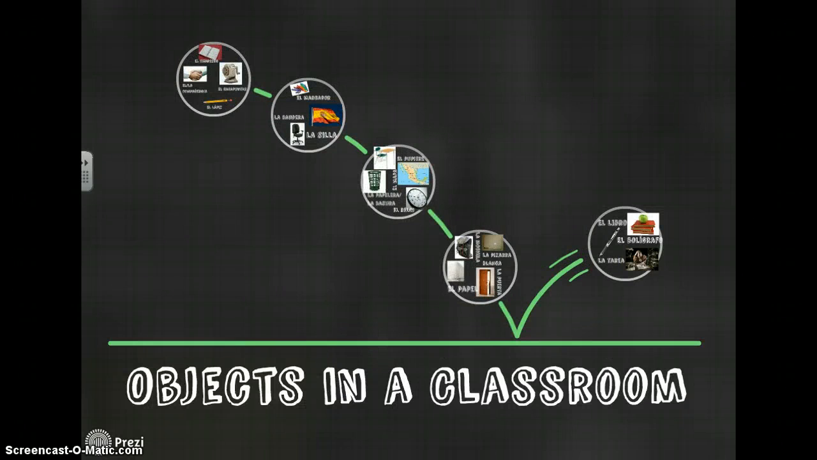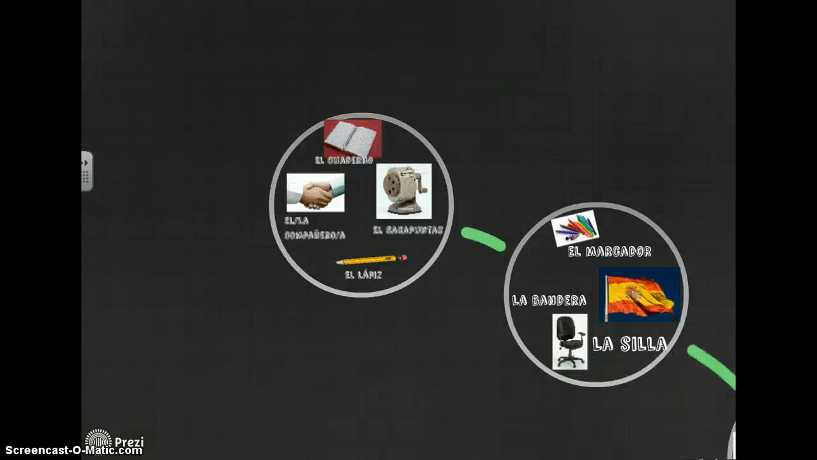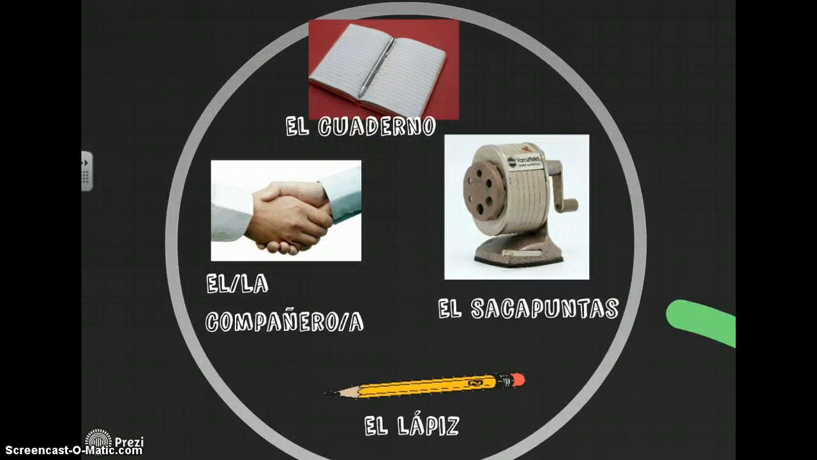Next, we will talk about objects in a classroom. First, we have el cuaderno, which means notebook. El or la compañero, or compañera. These words mean partner. So if you're talking about a boy, you would say el compañero. And if you are talking about a girl, you would use compañera. And again, this means partner or classmate. El sacapuntas means pencil sharpener. And el lápiz means the pencil.